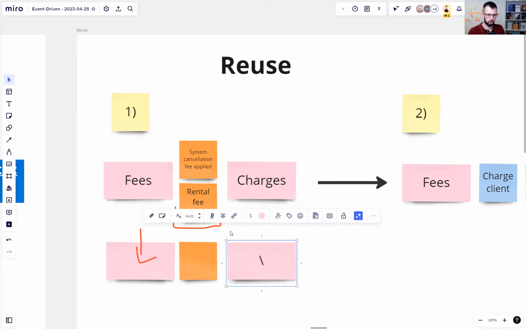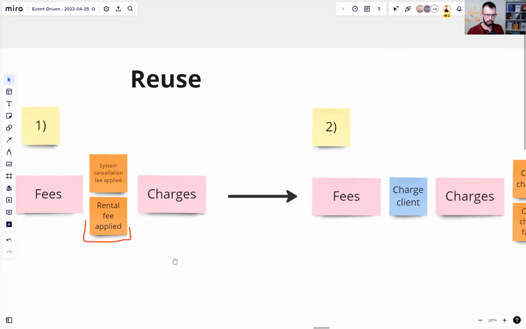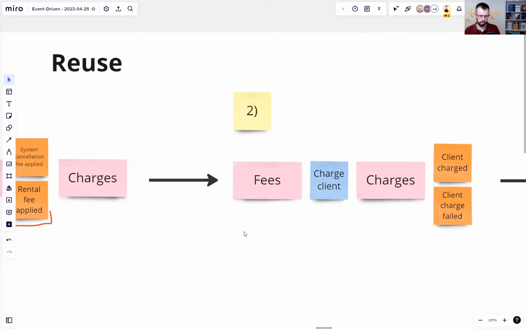So to be able to reuse some part of the system, we need to change the communication between them to more customer-supplier, where the fees in our scenario will tell charges what to do: charge the client. Why? You don't need to understand why, you just need to do it. Because of this, you have a very reusable, very understandable contract between different parties.